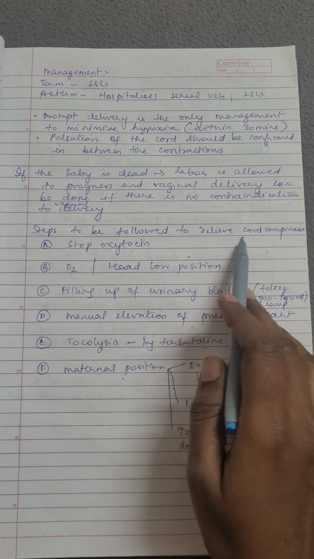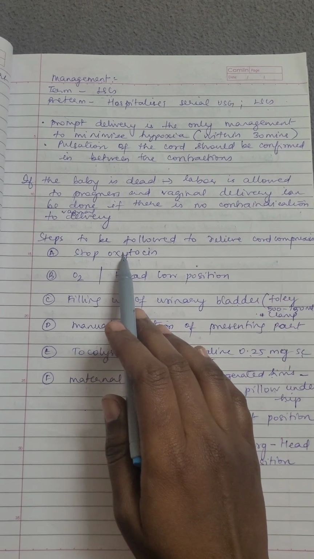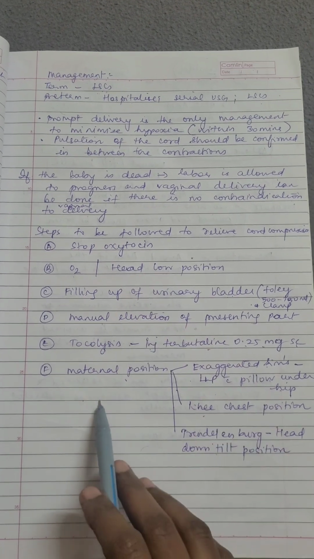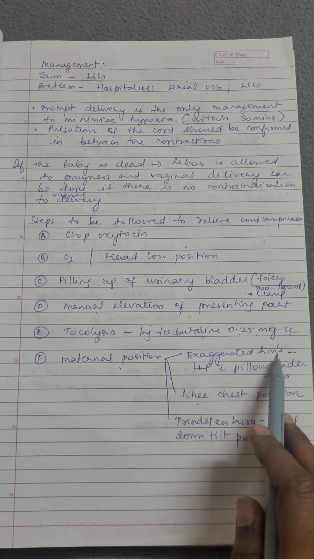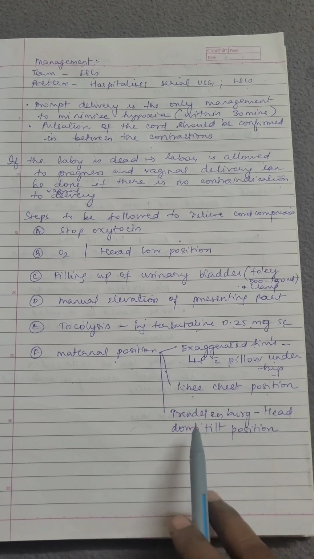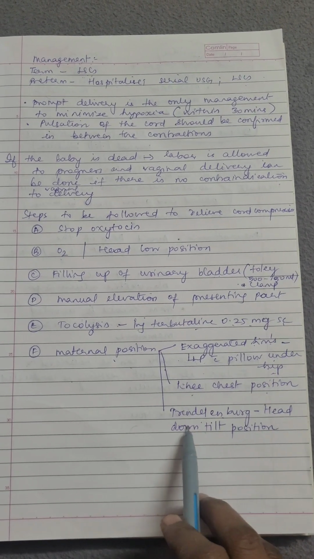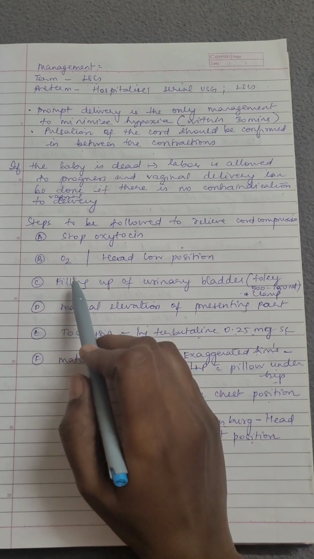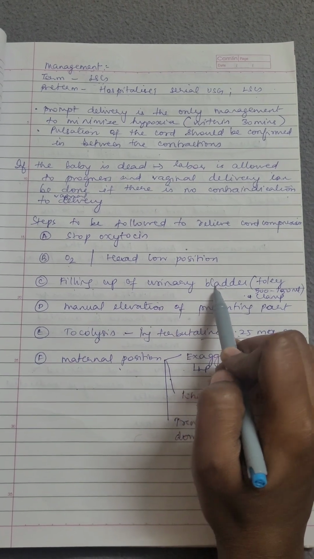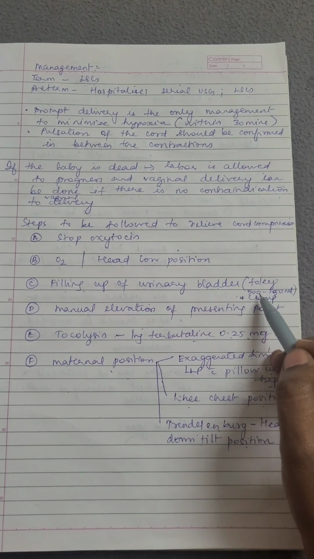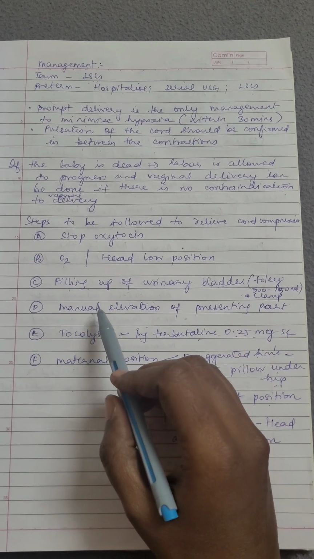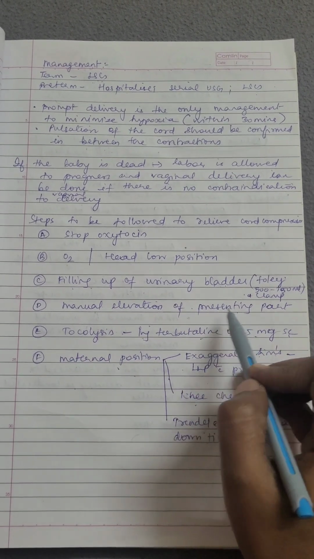Steps to be followed to relieve cord compression: first, stop oxytocin, provide nasal oxygen and head low position. Maternal positions are exaggerated Sims, left lateral position with pillow under the hip, knee chest position, Trendelenburg head down tilt position, and we should fill up the urinary bladder with the help of a Foley's catheter with 500 to 750 ml of saline and clamp the catheter, and manual elevation of the presenting part.